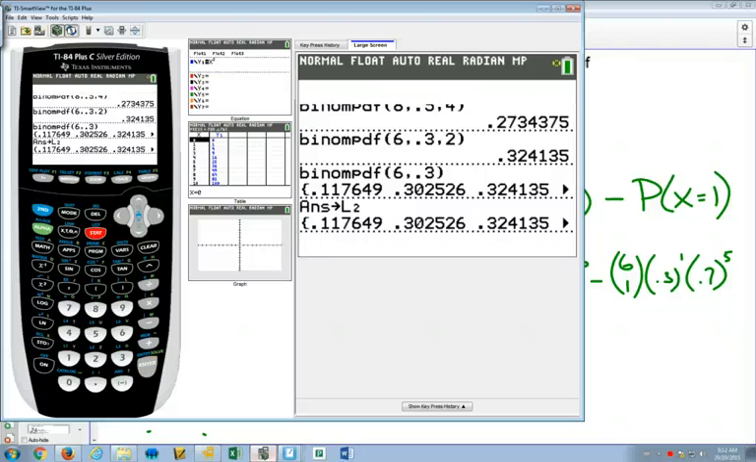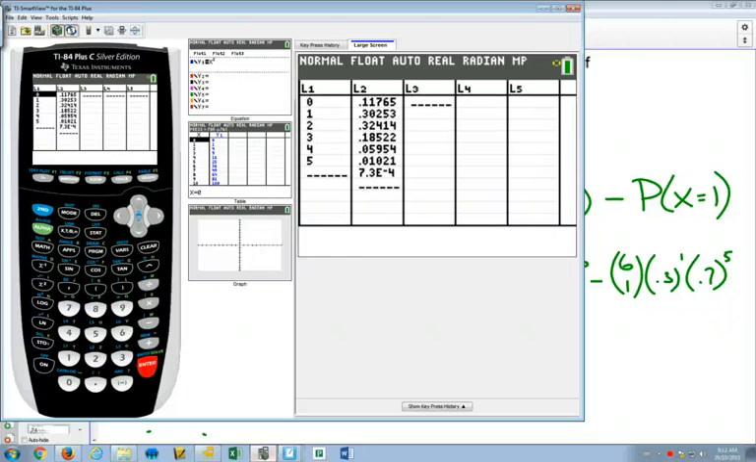Now when I go to my stat button and edit, I've got that data in list 2. And I've got the fact that 0 is 11%. One of them is 30%, so I would have to do 1 minus that 11% minus that 30%, and get roughly around 59%. Now, wouldn't it be nice if there was something on your calculator that did this quicker? Well, there is.